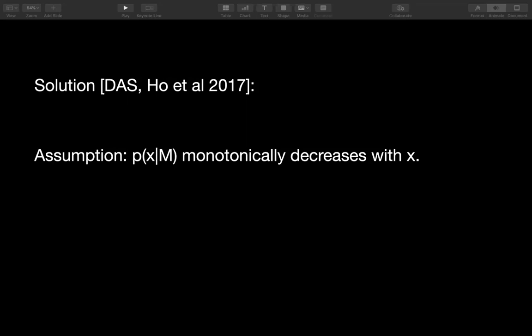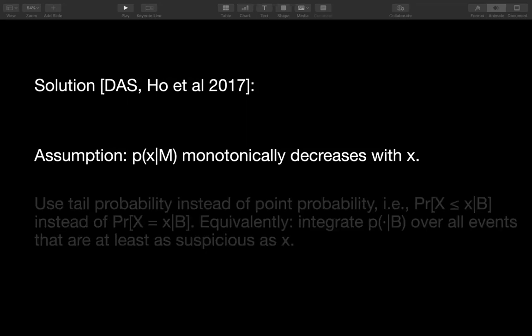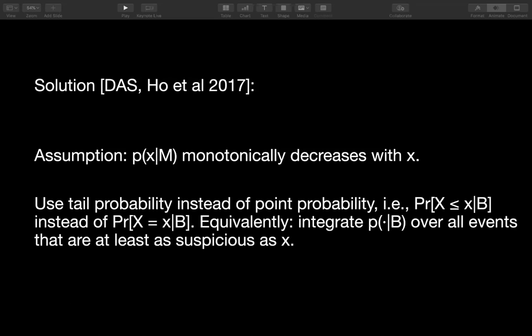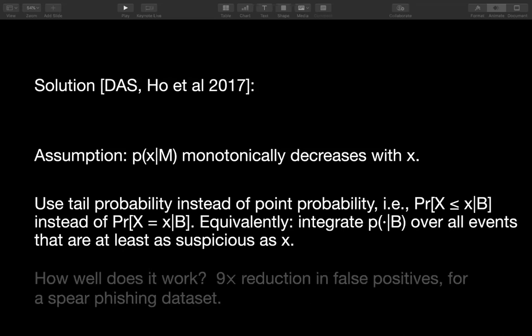Okay, if you then make that assumption, then there's a natural thing to do, which is instead of using the point probability of seeing this feature value X among benign data, you use a tail probability. You say, what's the likelihood that among benign data we would see something with the feature value not exactly 10, but 10 or lower, 10 or anything more suspicious.